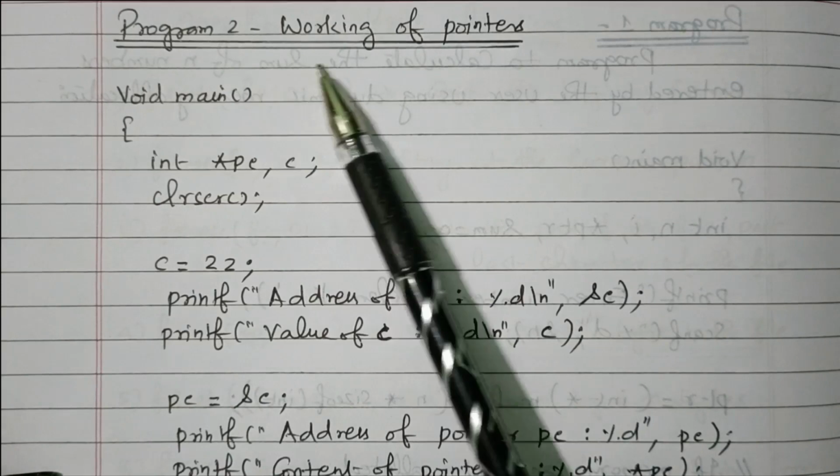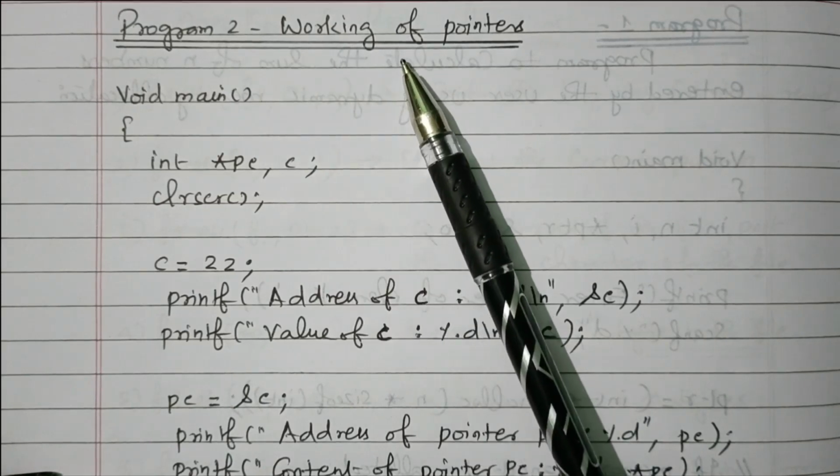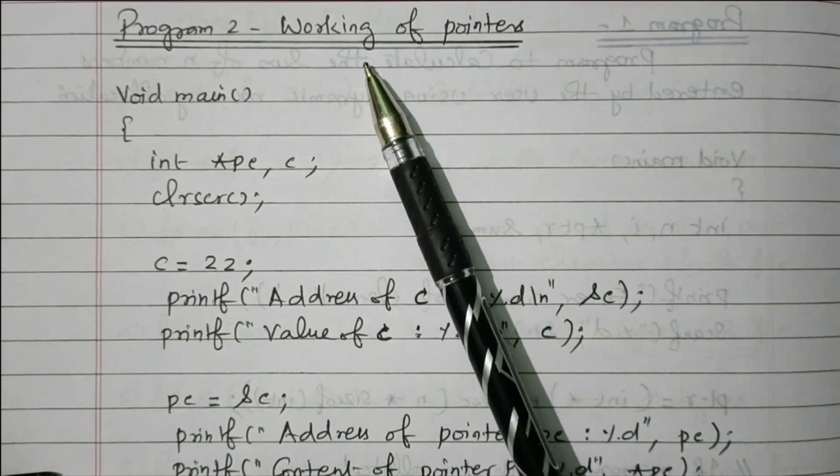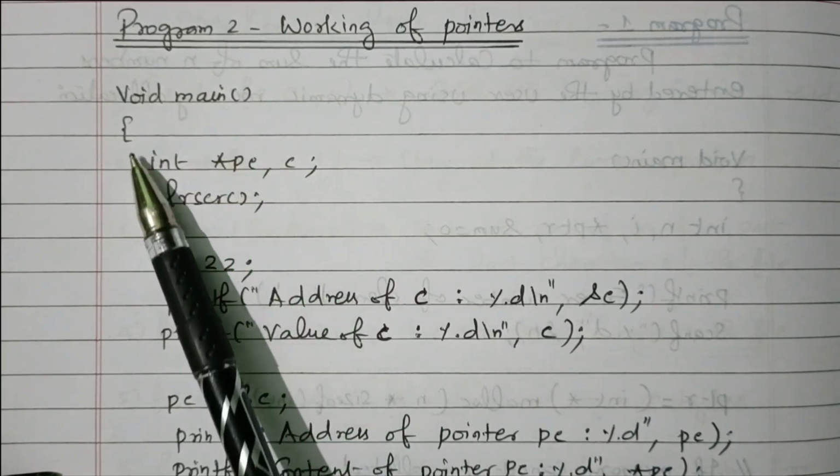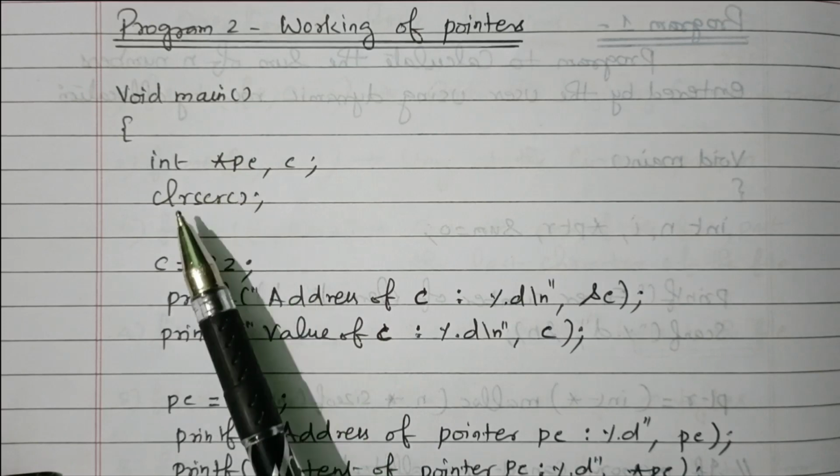So the program working of a pointer. How will we come to know the working of a pointer? Open the main program. Void main. Open the brace. Variable declaration.